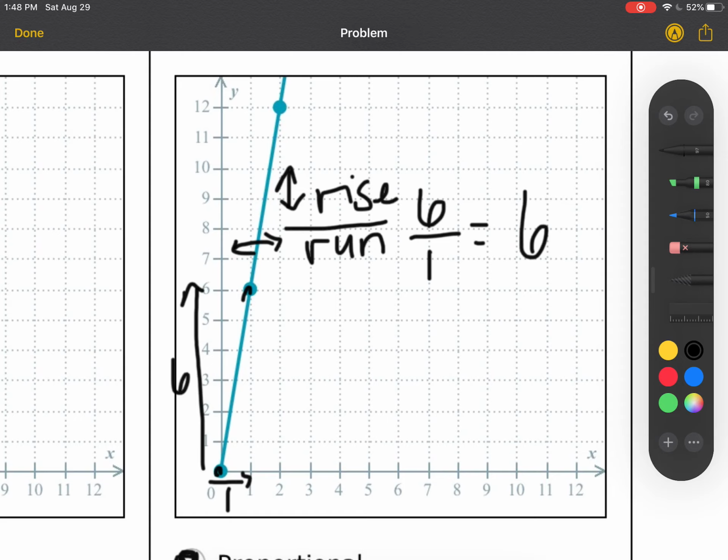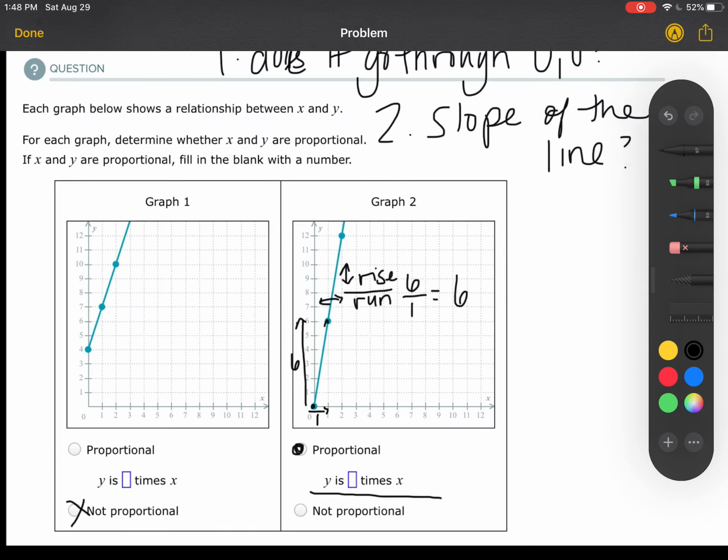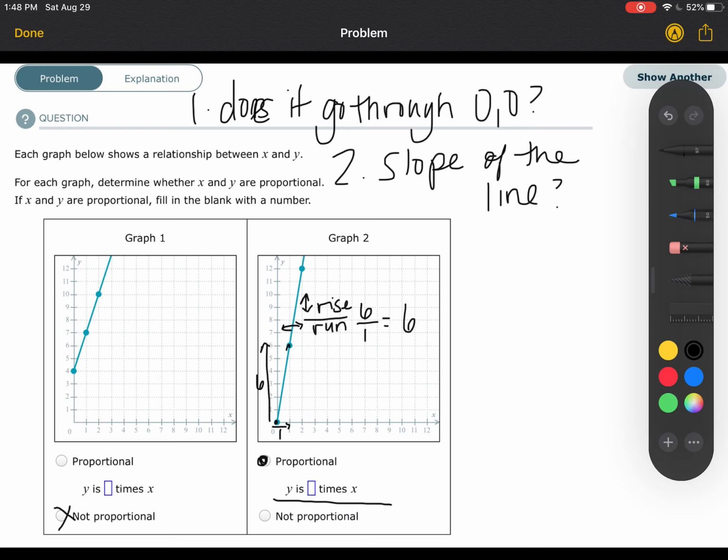So if I want to simplify this, you can simplify it, but you don't have to. It is 6. So y is blank times x. This is 6. Okay, so that goes in that little box right there. And that's all you need to know.